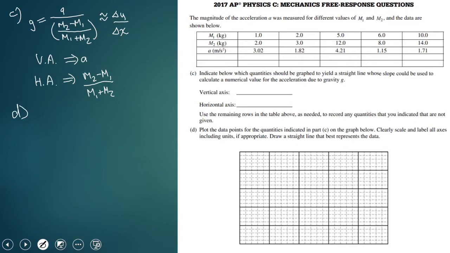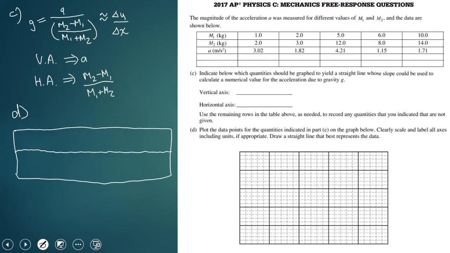For part D, we're asked to graph the data points. So first I'll make a table because we're going to need our new data points, and then afterwards I will do the graph. So we have our acceleration, we have our m2 minus m1 over m1 plus m2, and then we have 5 points, so 1, 2, 3, 4, and 5.